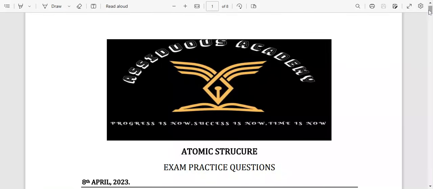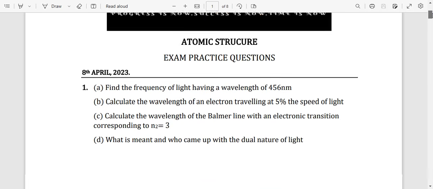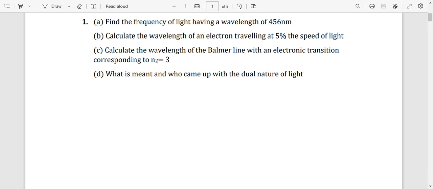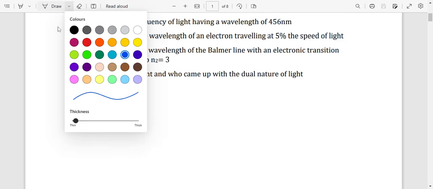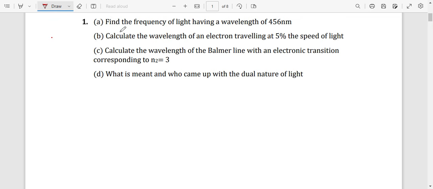Alright, so atomic structure practice questions. First question here. Find the frequency of light having a wavelength of 456 nanometers.